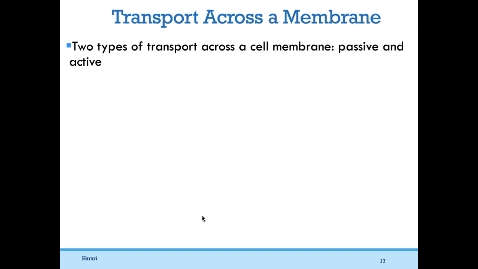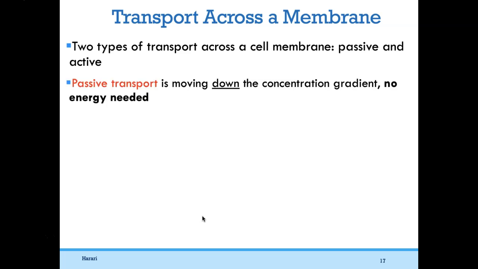So now we can talk about two different types of transport across a cell membrane. There's either passive transport or active transport. Passive transport is when you move down the concentration gradient, when you're moving something from high concentration to low concentration. And when you're moving down the concentration gradient, no energy is required for that type of transport. So again, passive transport is when you go from high to low concentration, no energy is needed. When I write these brackets, that means concentration of. So this means you're going from high concentration to low concentration.